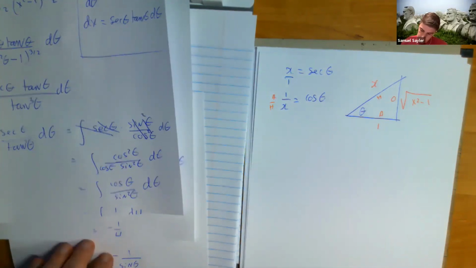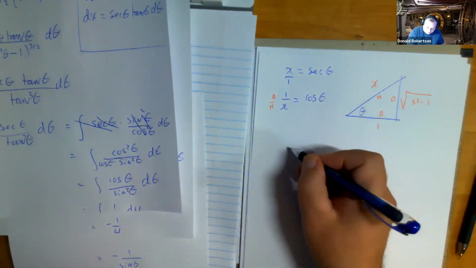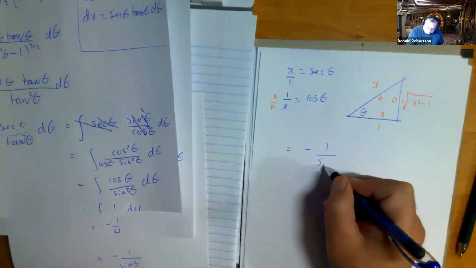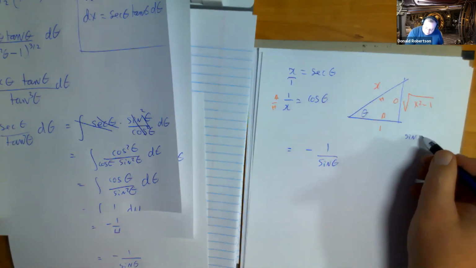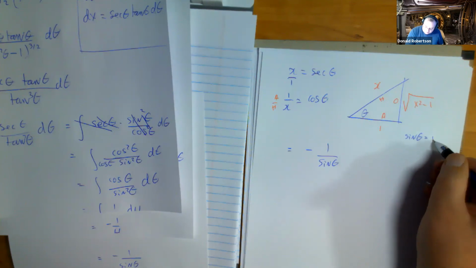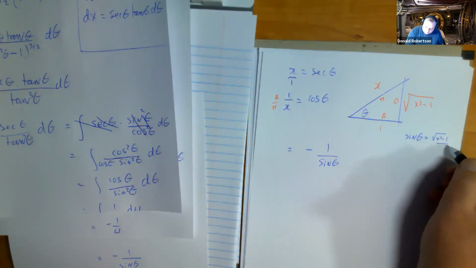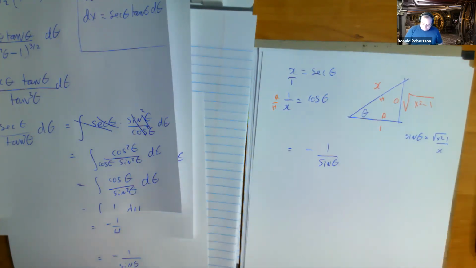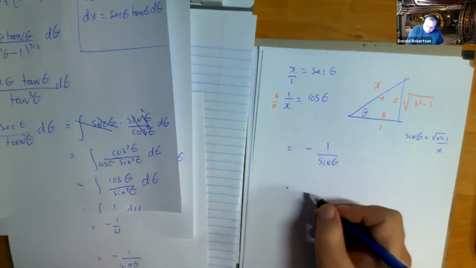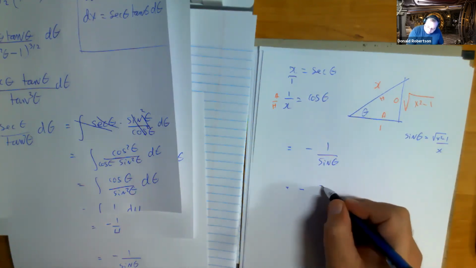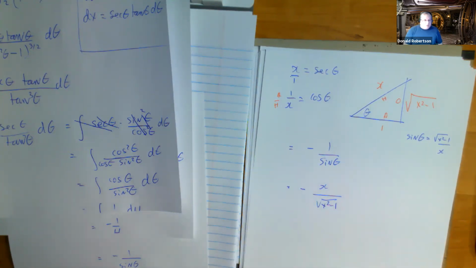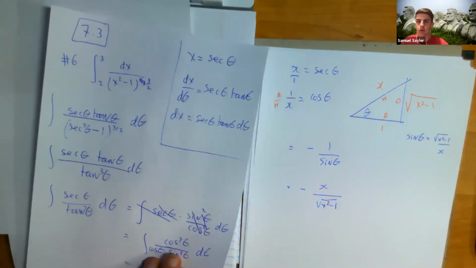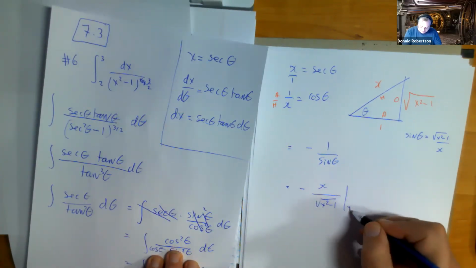Now, the answer we're looking for right now was this. Well, if you look at this triangle, won't the sine be opposite over hypotenuse? And since this is negative, the reciprocal of that, don't you get negative x over the square root of x squared minus 1? Yeah. And our integral is between 2 and 3.